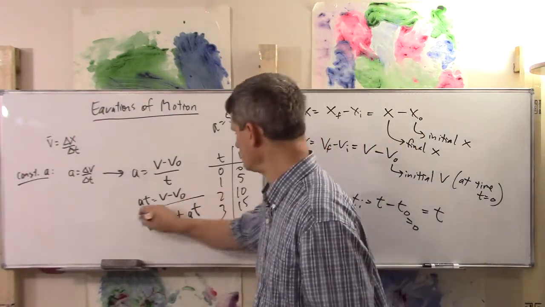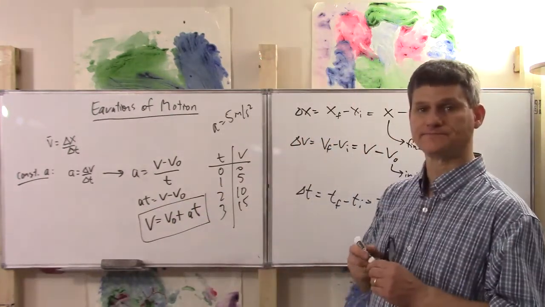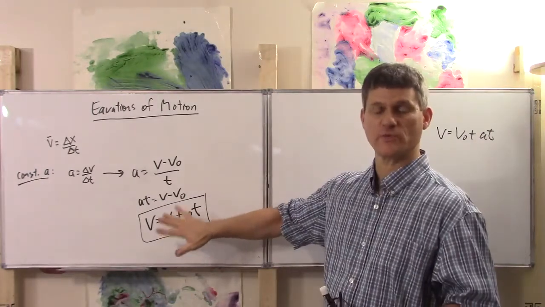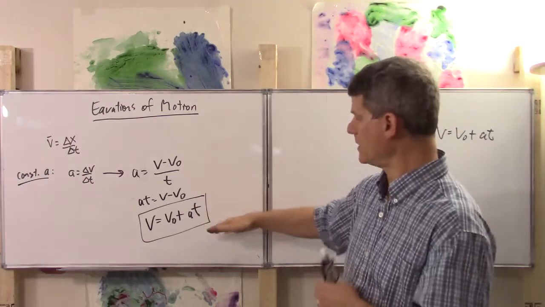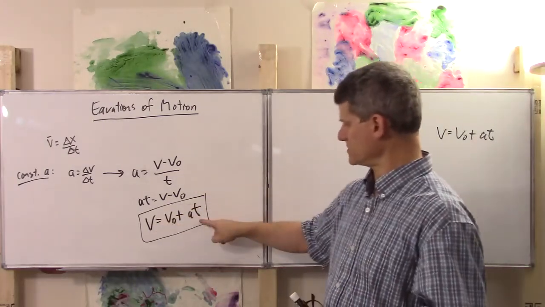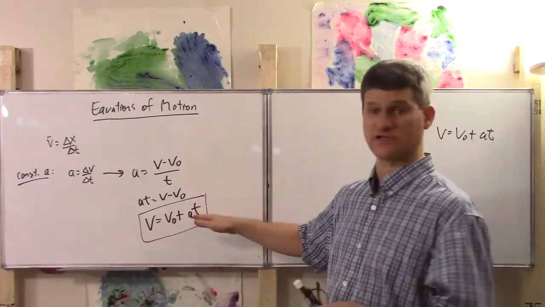So this equation of motion is quite useful. So this is the first equation of motion that we've derived. However, in the list of equations of motion, it's really our second one. Our first one is going to be x as a function of time, and our second one is velocity as a function of time.